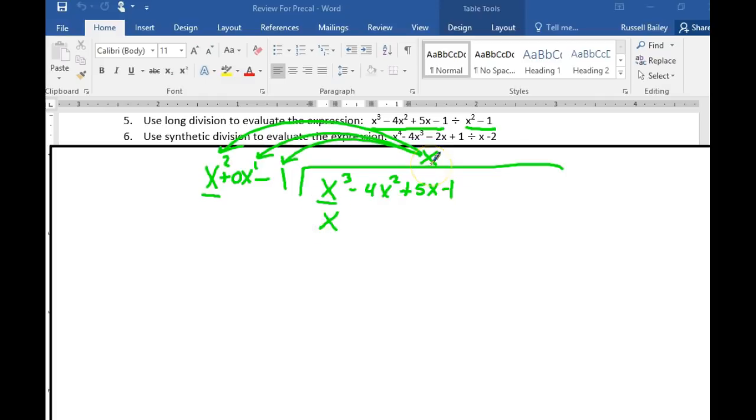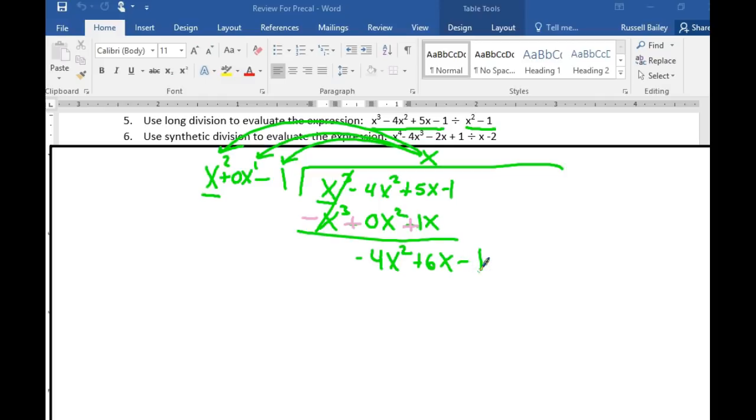So x times x squared is x cubed. x times 0x is going to be 0x squared. And x times negative 1 is negative x. The next thing you do after that is you subtract everything. And what that means is change all their signs. And then combine down. So what should happen every time is that first term should cancel. The other ones just get combined.